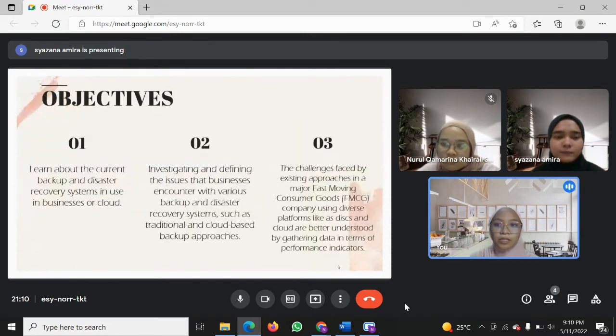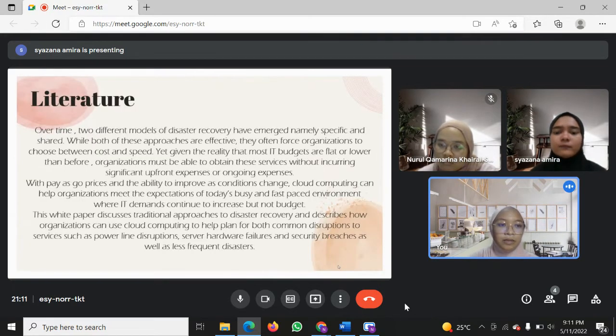And for the objectives. The first objective is to learn about the current backup and disaster recovery systems in use in business or cloud. The second objective is to investigate and define the issues that businesses encounter with various backup and disaster recovery systems, such as traditional and cloud-based backup approaches. And for the third objective, the challenges faced by existing approaches in a major fast moving consumer goods, or FMCG, company using diverse platforms like disks and clouds are better understood by gathering data in terms of performance indicators. The next presentation will be continued by the other member.